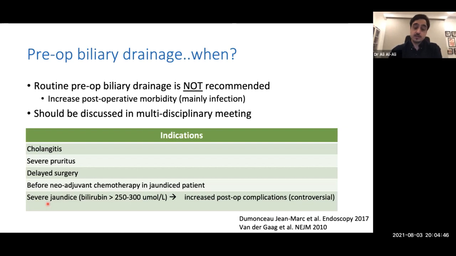The last indication is the more controversial one. If you have a patient who's got malignant obstruction and is operable, but comes in with severe jaundice, by which we mean bilirubin of more than 250 to 300, yet they don't have any symptoms. There are some data suggesting that if you operate on patients who are quite severely jaundiced, this may increase post-operative complications, including infection, but this is very controversial. Some experts recommend that these patients should undergo ERCP and stenting regardless of symptoms. Others don't. So again, I'm re-emphasizing the importance of discussing these patients before performing ERCP.